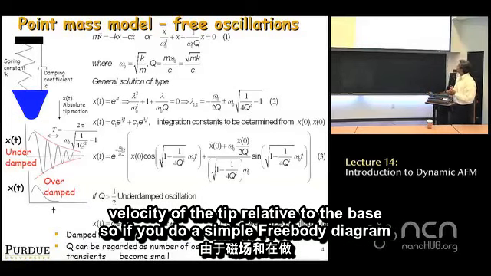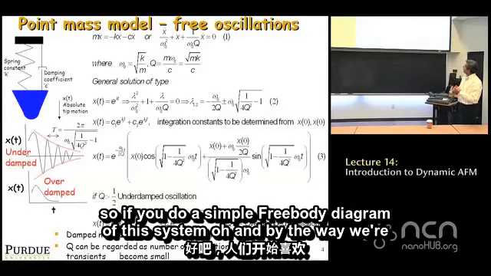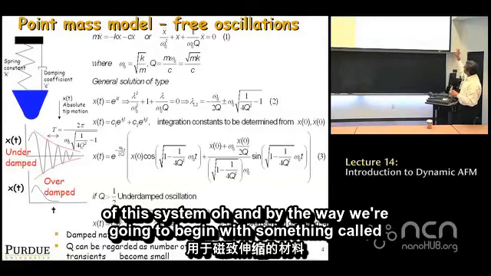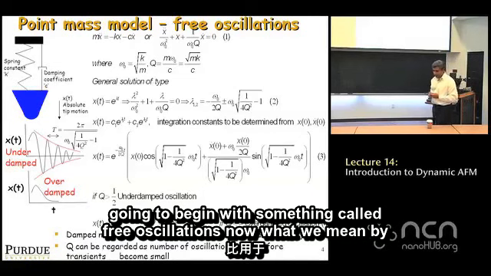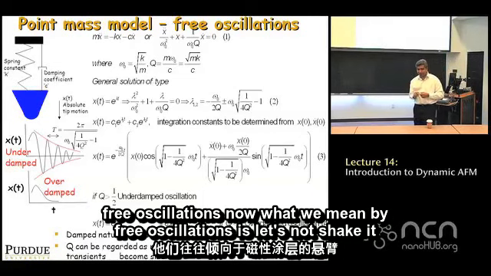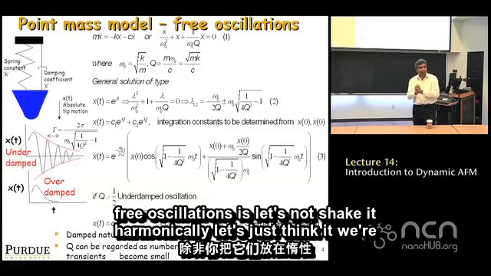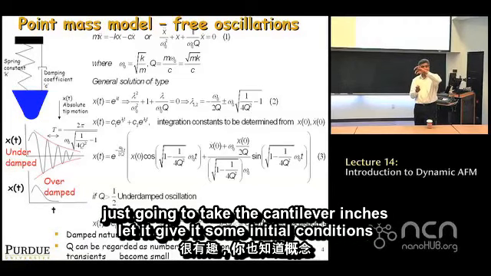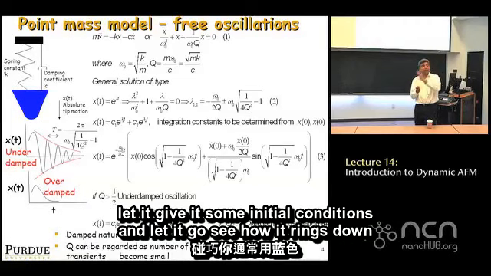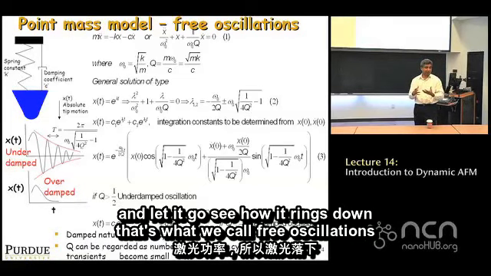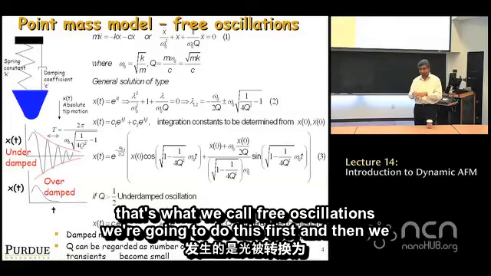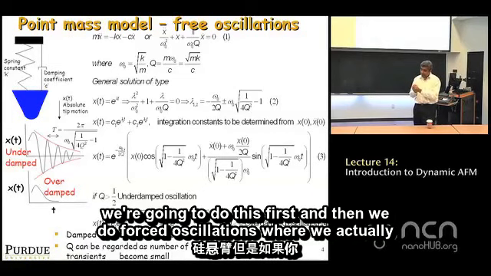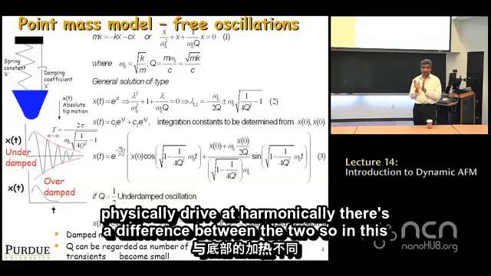So if you do a simple free body diagram of this system, oh, and by the way, we're going to begin with something called free oscillations. What we mean by free oscillations is, let's not shake it harmonically, let's just ping it. We're just going to take the cantilever, give it some initial conditions and let it go, and see how it rings down. That's what we call free oscillations. We're going to do this first, and then we do forced oscillations where we actually physically drive it harmonically. There's a difference between the two.